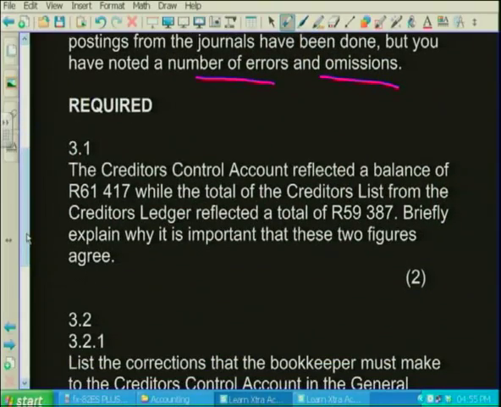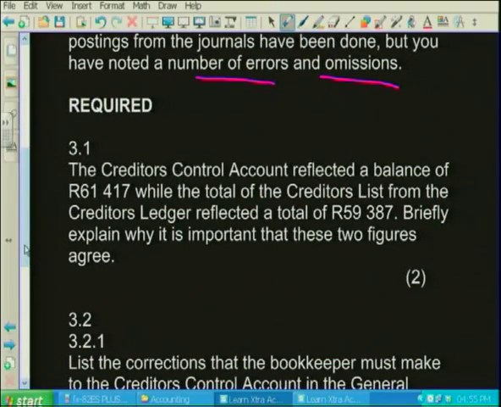Right, remember guys, this is what the question will always be about. You'll always be given a scenario where there are errors, there are things that are left out, and you've basically got to go and fix these errors. Right, let's look at what is required.